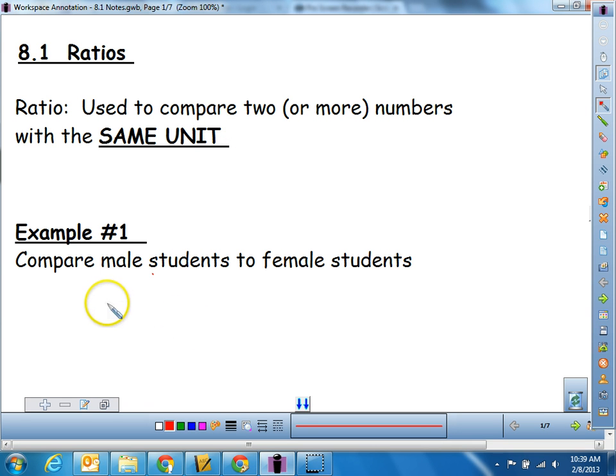For example, if we were to compare male students to female students, they're both students. Now, they're two different kinds of students. We've got males and we've got females, which we know are different, but they're both students. So that's how they fit into a ratio category. They are the same unit. So let's go ahead and try that.